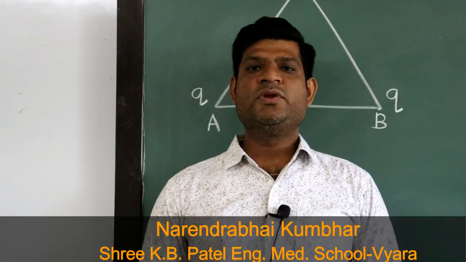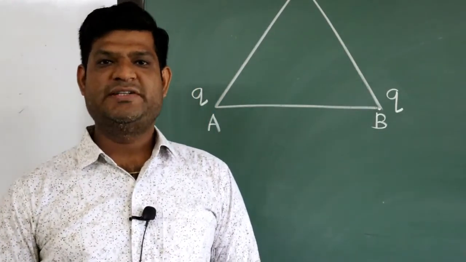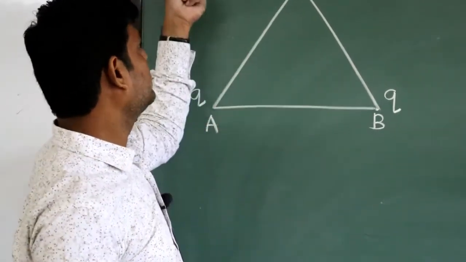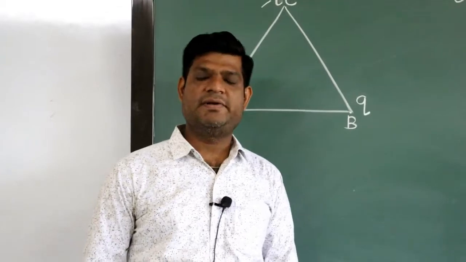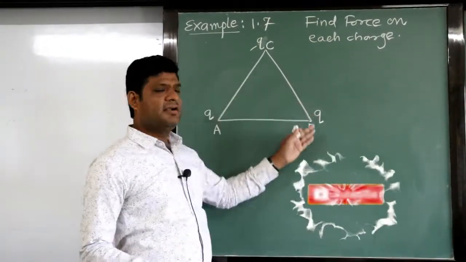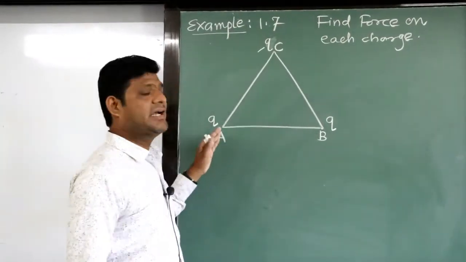Dear students, in the last video we studied example 1.6. Now in this video we will see example number 1.7. See what is given in that example. An equilateral triangle is given, and charges are kept on its vertices.